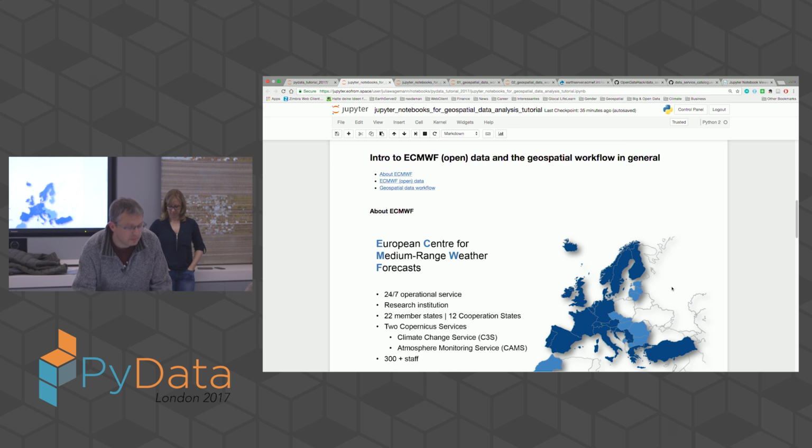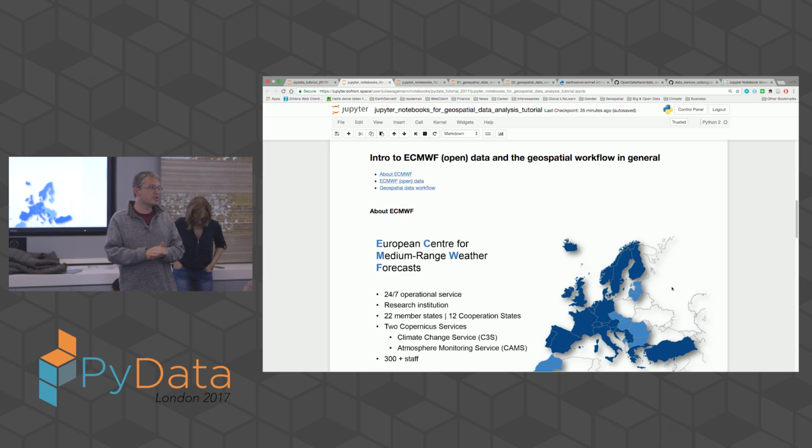Okay, quick hand sign. Who has heard of ECMWF before? Wow, more than I thought. The European Centre for Medium-Range Weather Forecasts is an intergovernmental international organization which is located in Reading here in the UK, west of London.